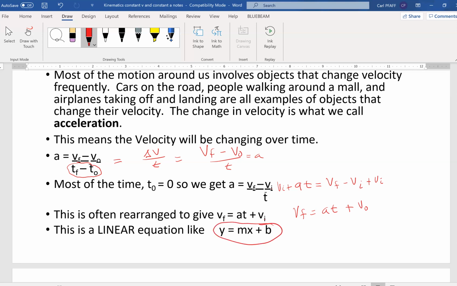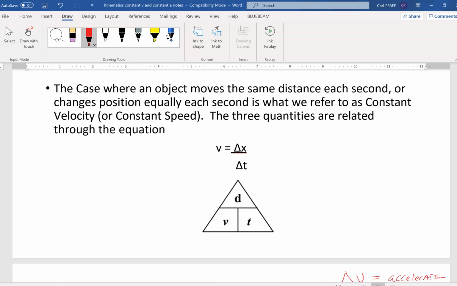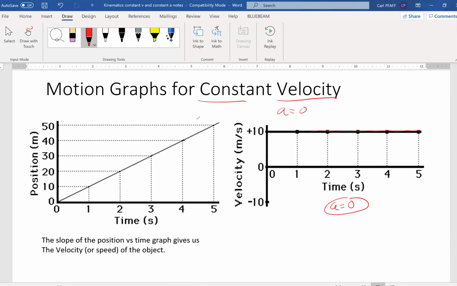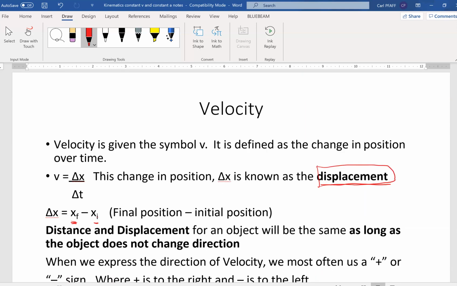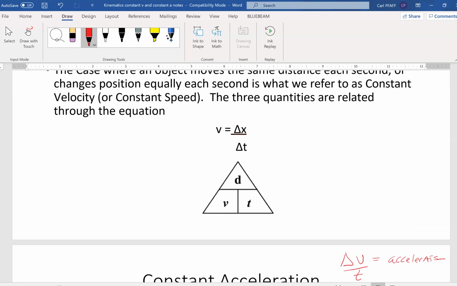That's going to be a linear equation where my final velocity is on the y-axis, my time is on the x-axis, and my initial velocity is my y-intercept. But the big thing here is that the slope of a velocity versus time graph will give me acceleration. So back up here real quick. The slope of this line equals 10 minus 10 over 5, or 0. That means A equals 0. And we'll come back and talk about that a little bit more as we go through.